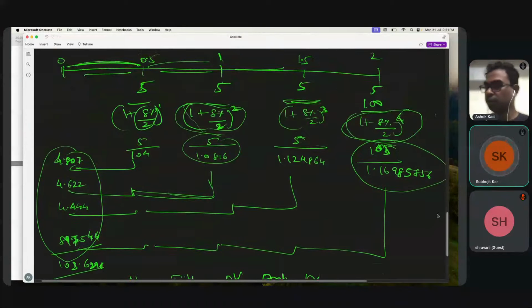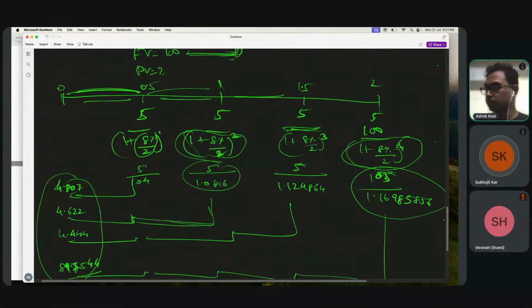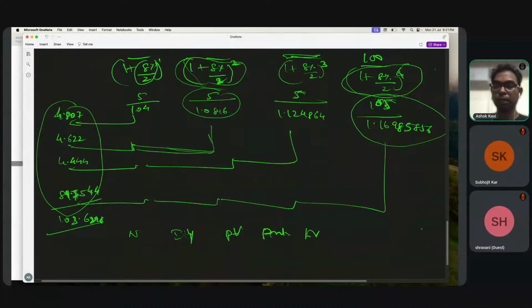Shravani, have you understood? Why will n be 4? It's a 2-year bond, but n will be 4. Shravani, have you understood this one? Why will n be 4?